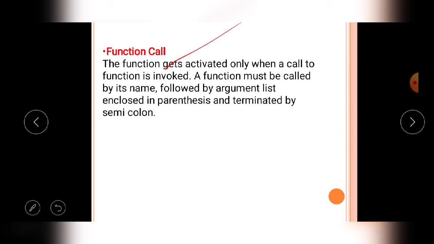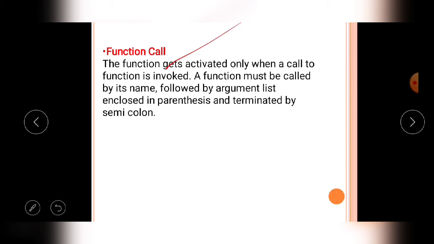A function must be called by its name. With the help of the function name only, the function is called. So if you want to clear the screen of your output screen, you should use the clrscr function name. Just like that, in user defined functions also, there are many functions available, and those functions must be called with the help of the name only.